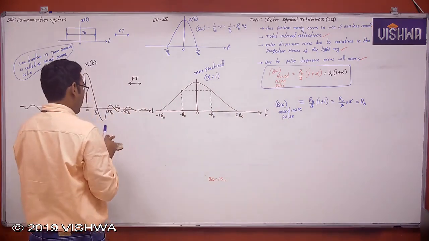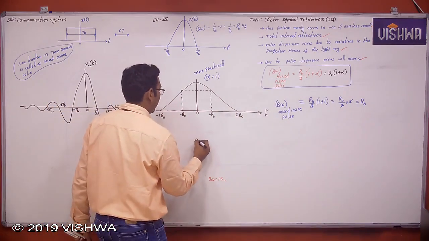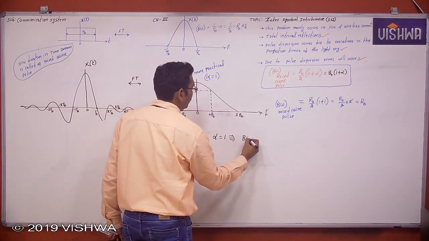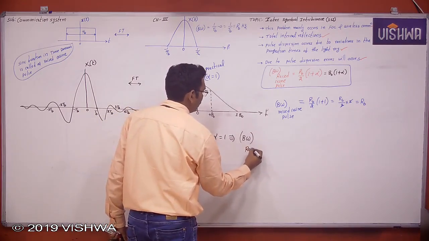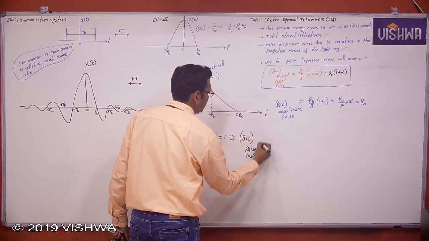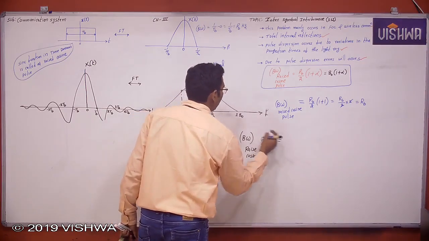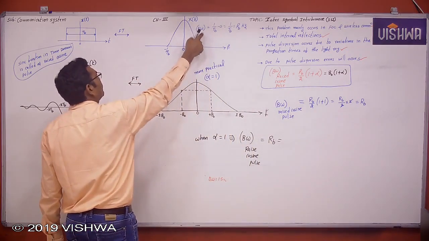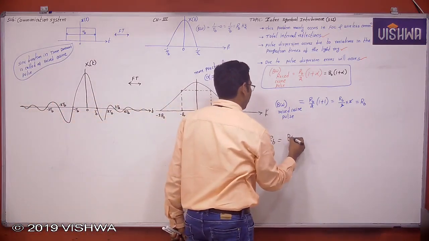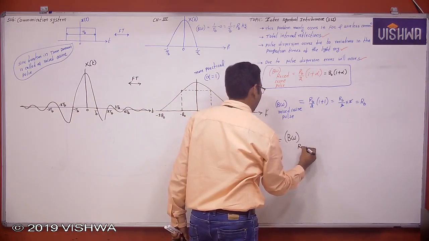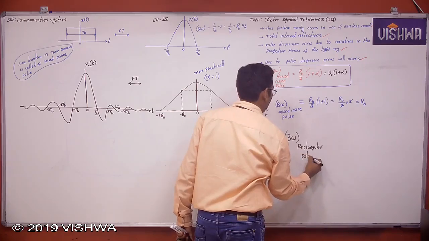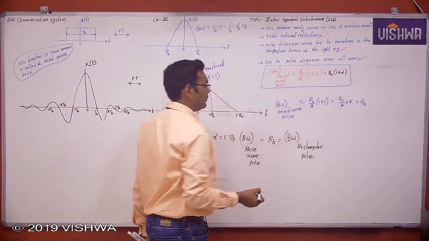Now when alpha equals 1, this is the important point. When alpha equals 1, the bandwidth of the raised cosine pulse is how much? It is equal to RB, which is the same as the bandwidth of rectangular pulses. Rectangular pulse. Clear or not?